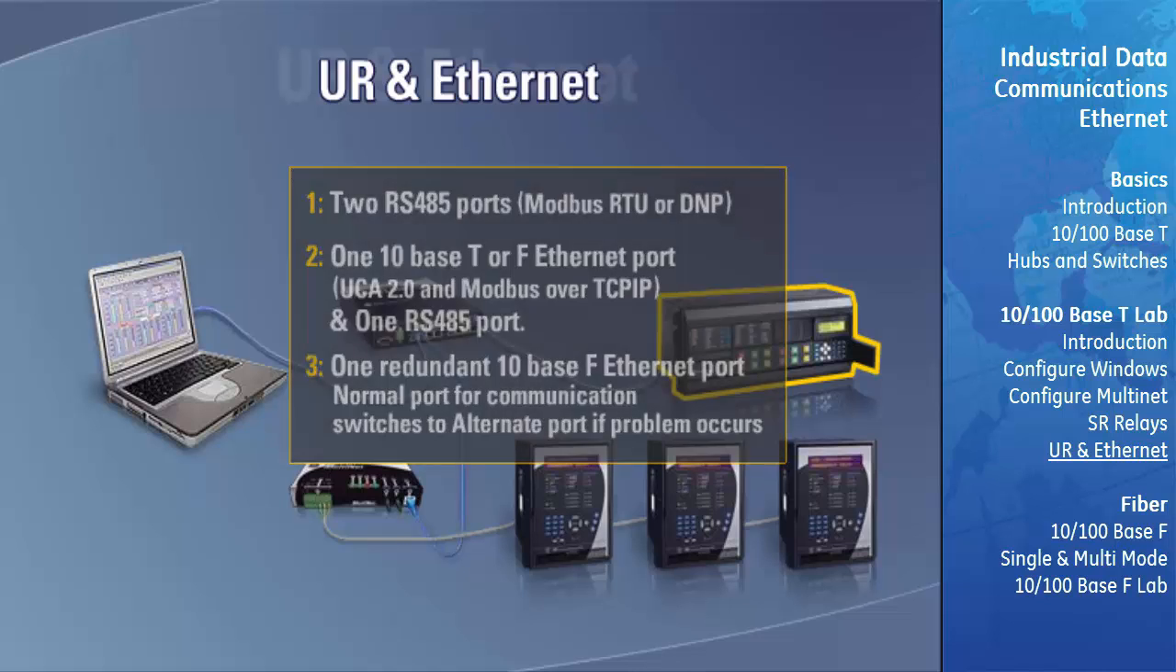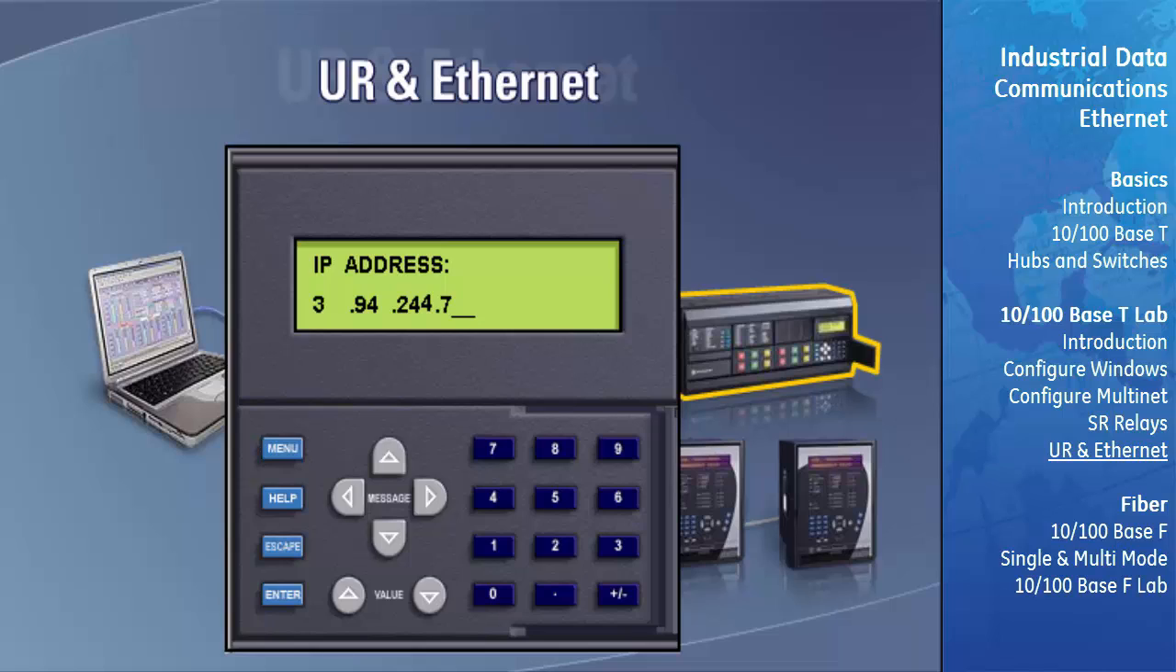Now we'll configure the UR. Using the keypad, enter a unique IP address and subnet mask. Again, if using our test network addresses, the unique IP address will be in the range of 3.94.244.001 through 3.94.244.254, and the subnet mask will be 255.255.255.0. Set the Modbus address and configure the Ethernet port for full duplex.